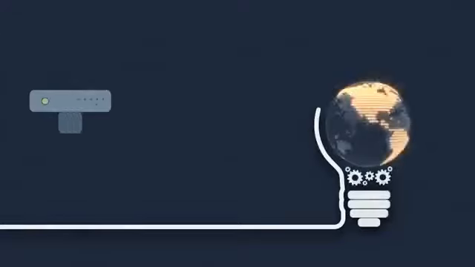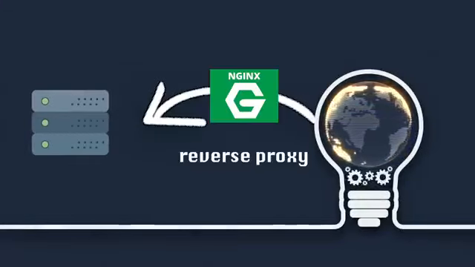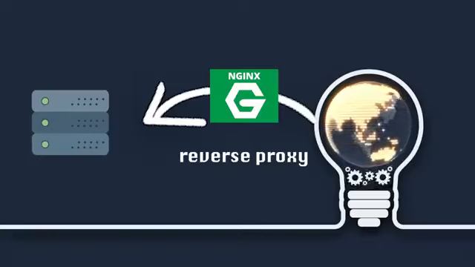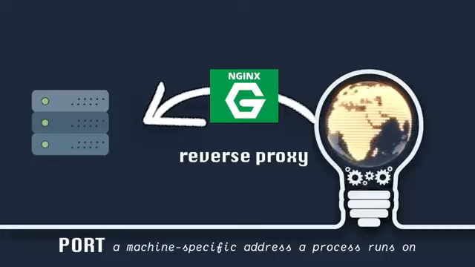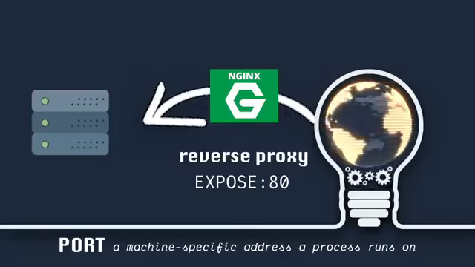Servers that talk to the outside world have more to worry about. They're usually set up with a reverse proxy. It's a gateway that exposes specific ports to the outside world. A port just being a machine-specific address a process is running on. So you might want to expose a REST API's port, but not a database port.